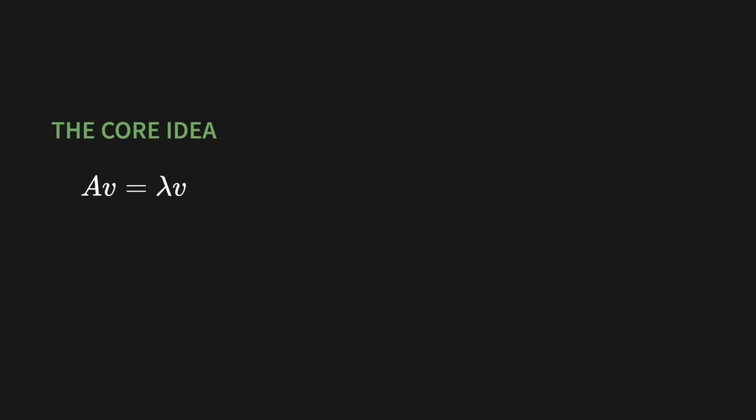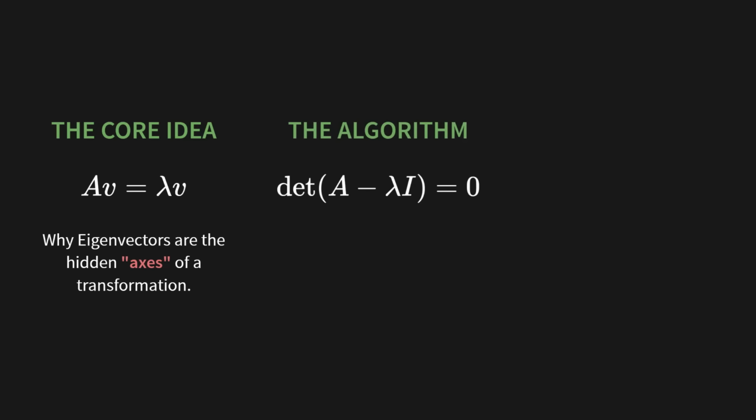First, the core idea. You'll finally get what Av = λv really means. We'll see why eigenvectors are the hidden axes of a transformation. Then, the algorithm. We'll walk through the step-by-step recipe, you know, det(A − λI) = 0, to find eigenvalues and eigenvectors.